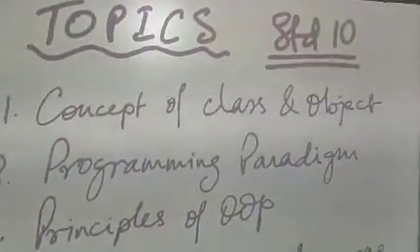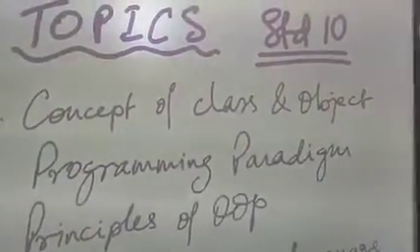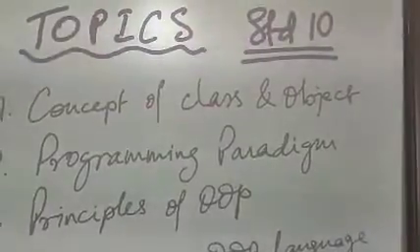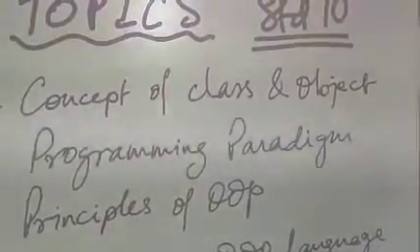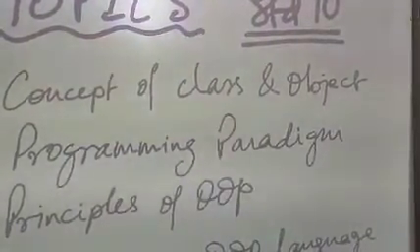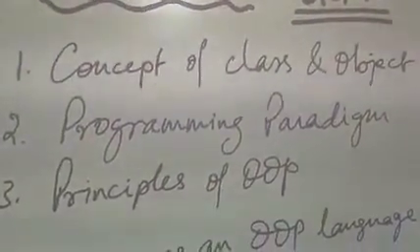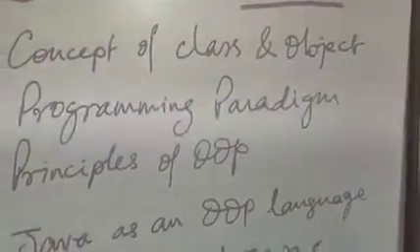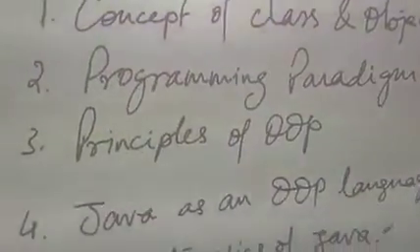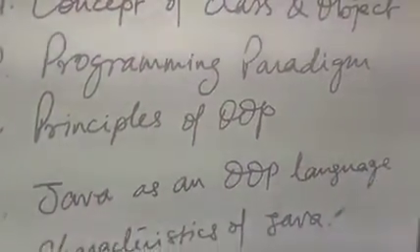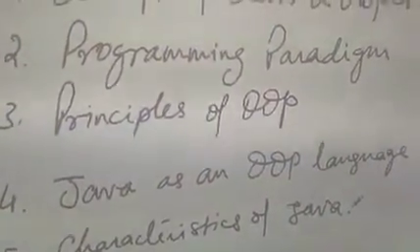We'll begin with the revision today. Right? We'll try to bring in the topics that we had already discussed in Standard 9. The topics for today's discussion are: concept of class and object. Then we have the second one, programming paradigm. Third, the principles of OOP. But before that, we will discuss Java as an OOP language. And finally, characteristics of Java.